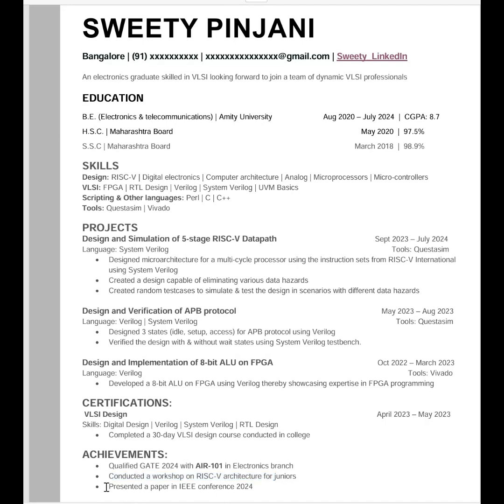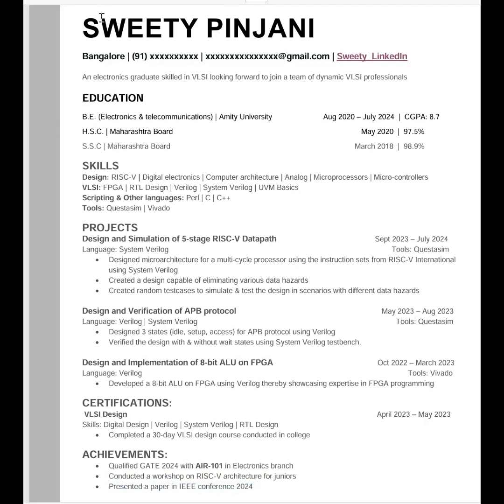Then they did present a paper. Their paper got shortlisted in an IEEE conference held in 2024, and they even presented a paper there. That is also a very good achievement because not all papers get selected in IEEE. It should meet certain standards.